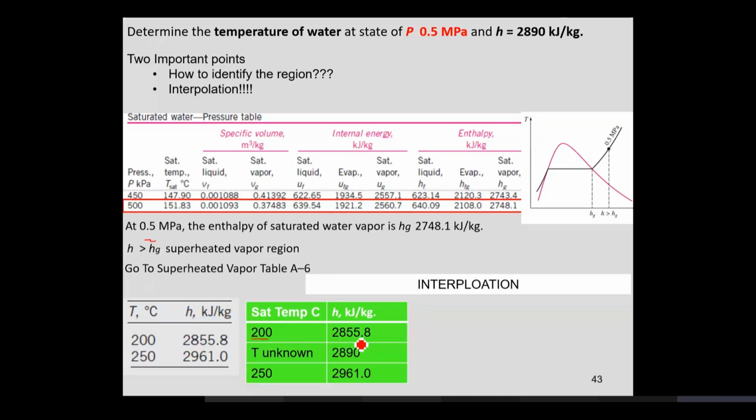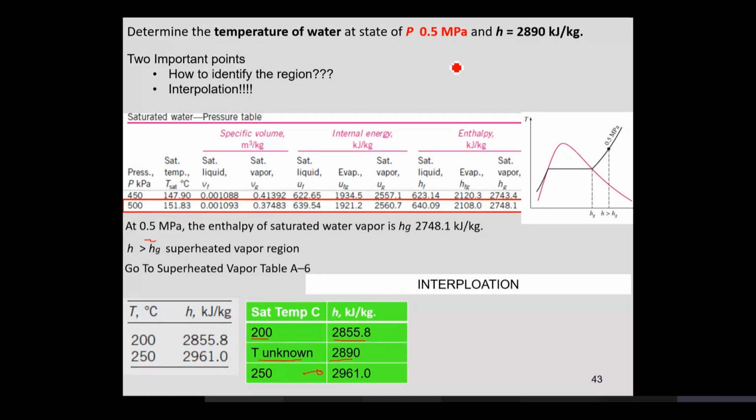It is 200 degrees. You have the enthalpy value of 2855.8. For 2890, the temperature is unknown, but it is somewhere between 200 to 250. And for 250, the value given to me is 2961. Are you with me? Do you understand why I have taken these two values, 2855.8 and 2961.0? Do you understand that? Yes, sir.